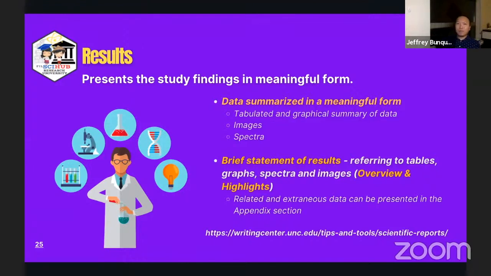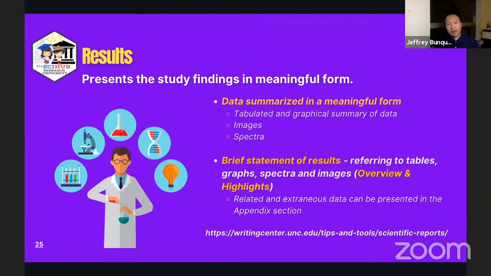So pag sinabi pong meaningful form, hindi po yan yung parang diary na yung step 1, ito yung step 1, ito yung step 2, ito yung results sa step 2. So you have to present your data in a meaningful form. So kasi po limitado ang space niyo sa isang scientific articles, you have to be able to summarize your data in a way na madaling makikita ng inyong mga magbabasa or your readers what the result is all about.